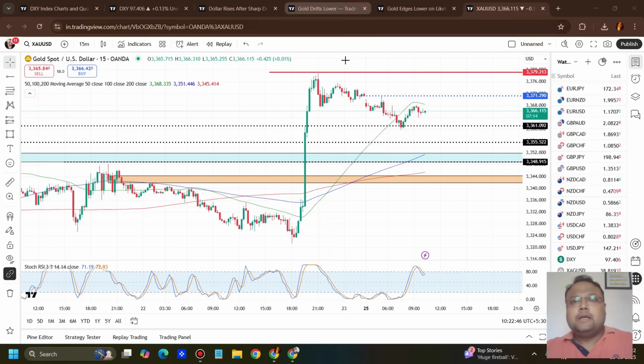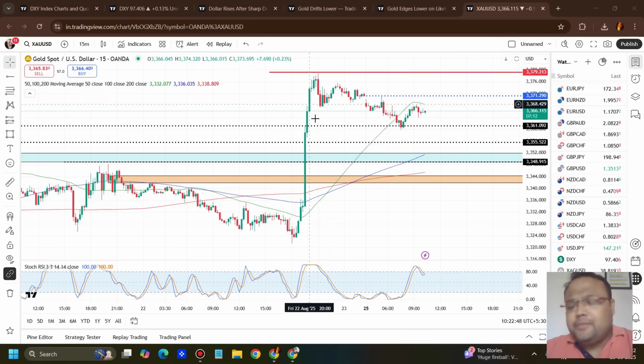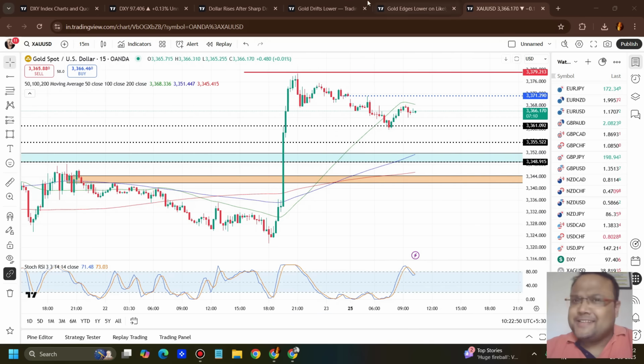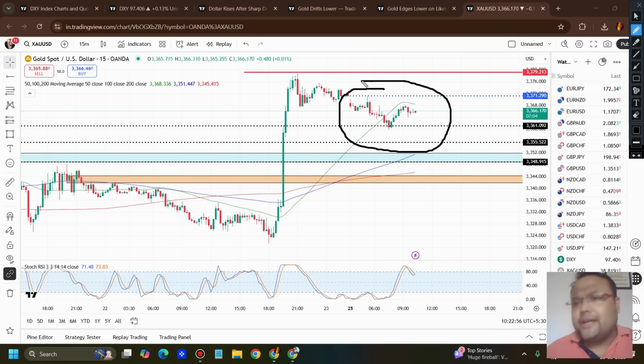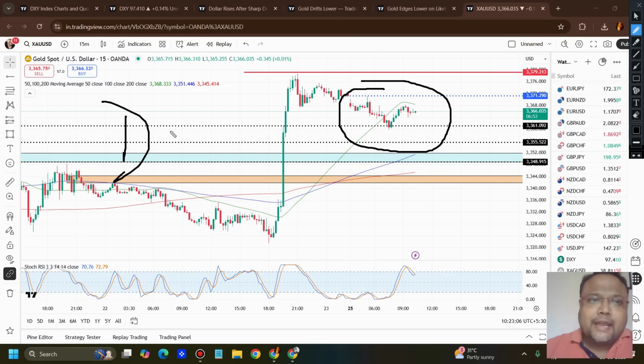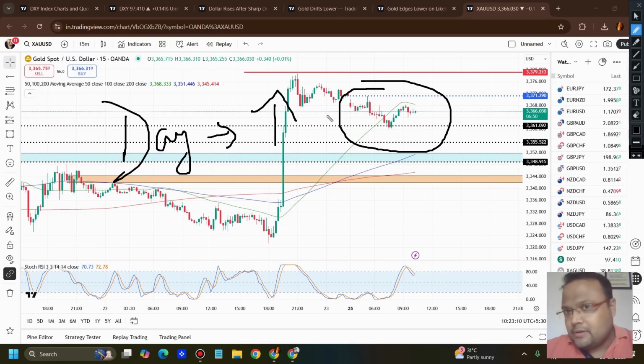So let's get started. And my dear friends, this is the 15-minute chart of gold in front of us. The market has opened. We can see that after the market opening, there was a little bit of a technical correction and the market is trying to go up again. If you're wondering what the trend or direction of gold is now, then yes, for day traders, gold is still very much bullish.